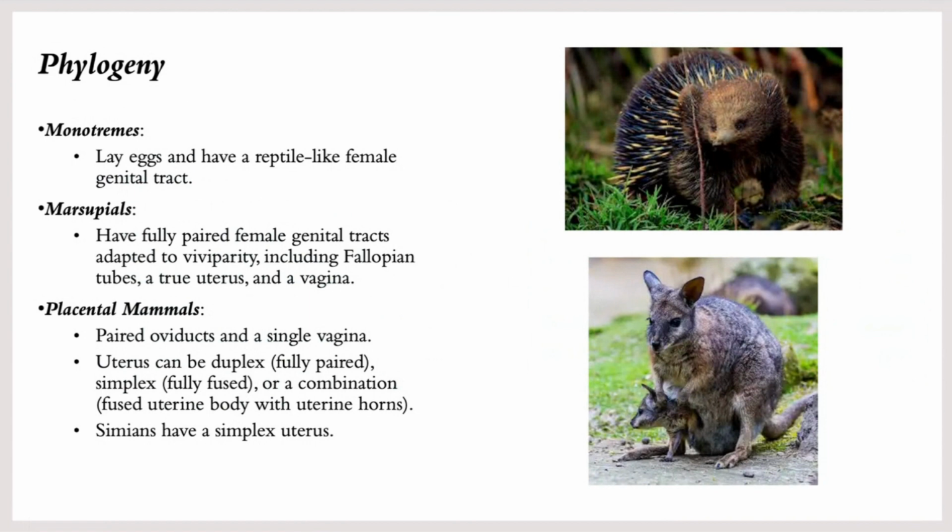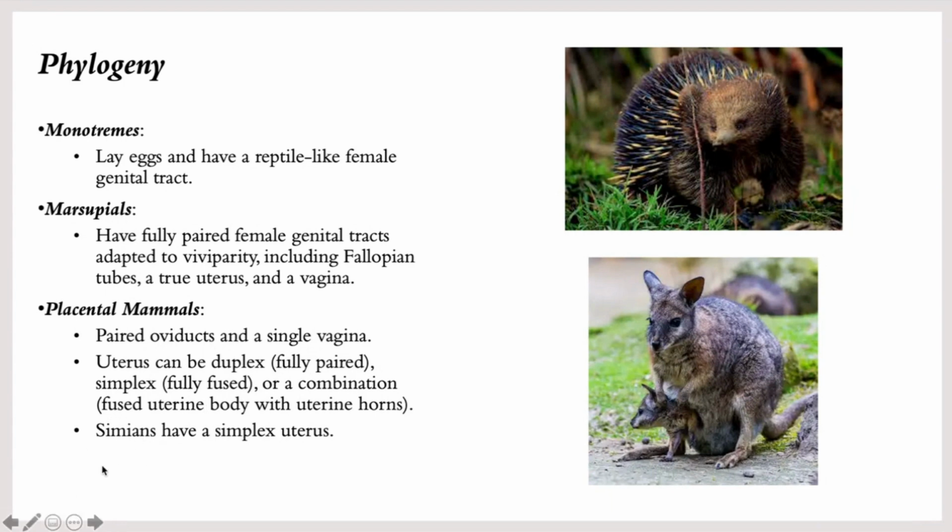So because of this, these marsupials have fallopian tubes, an actual uterus, and a vagina for delivering the offspring. Then we have placental mammals, which is the difference between marsupials and mammals that have placentas, because marsupials don't have a placenta, whereas placental mammals do. They normally have paired oviducts and a single vagina. Their uterus can be duplex, so it can be fully paired, or it can be simplex, meaning that the uterus is fully fused, or it can be a combination of both, where it is fused and also partly paired.